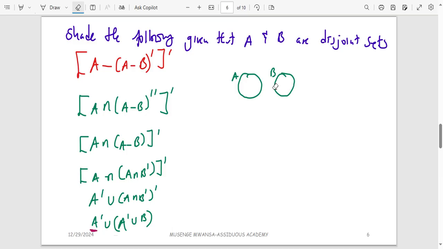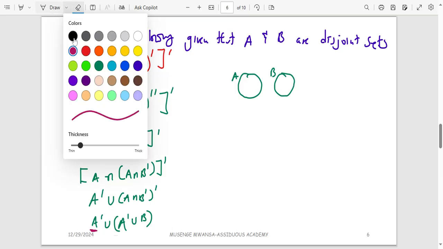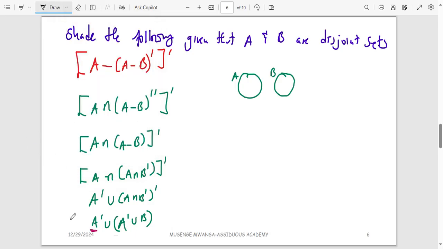So we are saying that A complement union B means shade what is outside A, together with B. So what is outside A is actually B. Together with B, also shade B. So that's the meaning. So this is A complement union B. You want to find where it intersects with A complement. Again, we have said that A complement is just B. So for this one, the answer is just B. Okay, just B.